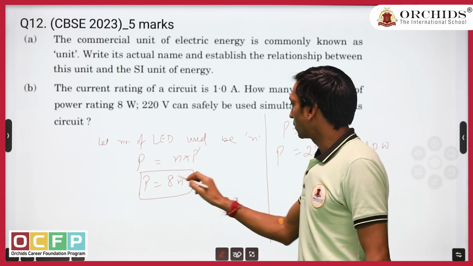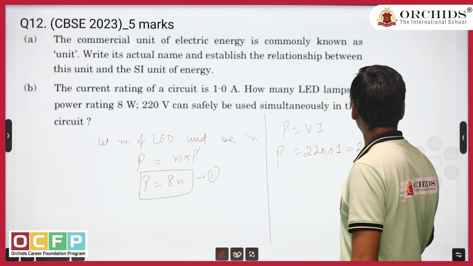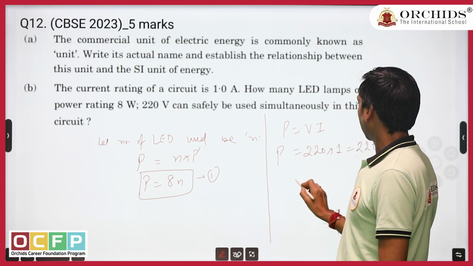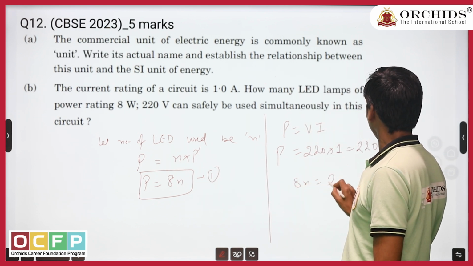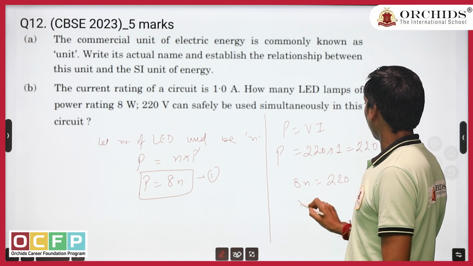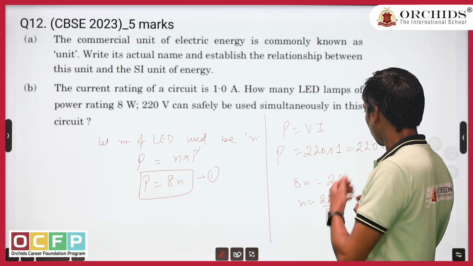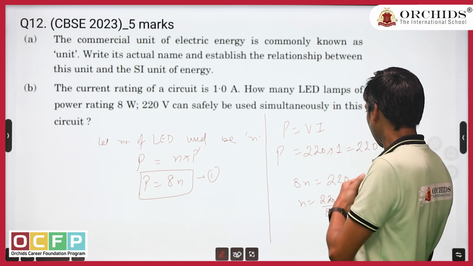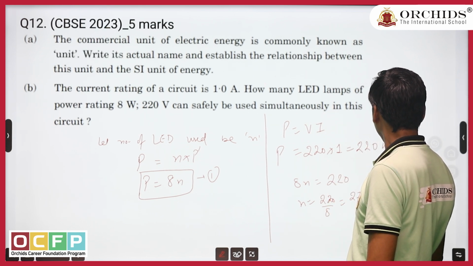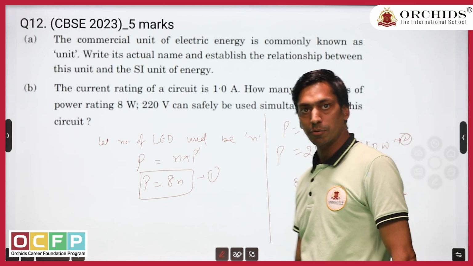So we will equate both the powers, equation number 1 and equation number 2. So what are we getting? 8N is equal to 220. So N is how much? 220 by 8. And if you solve, you are getting 27.5 LEDs. But you know that the LED number cannot be a fraction.